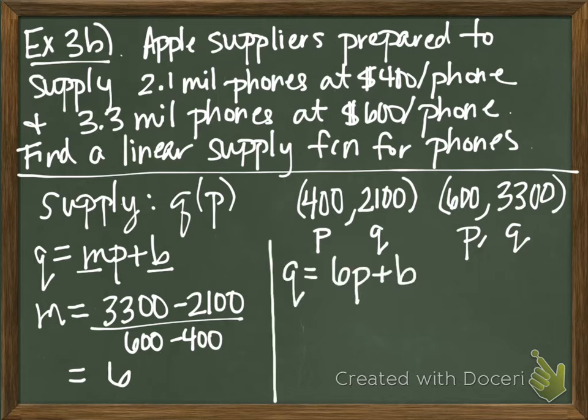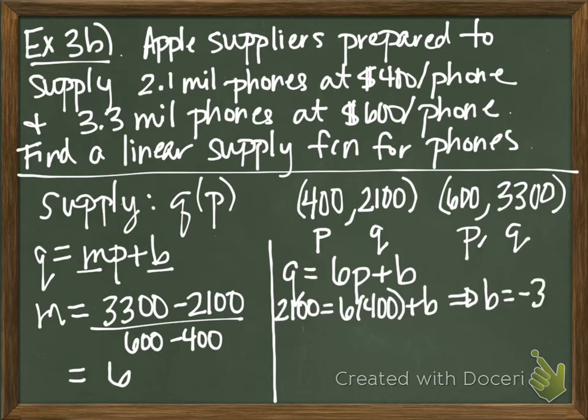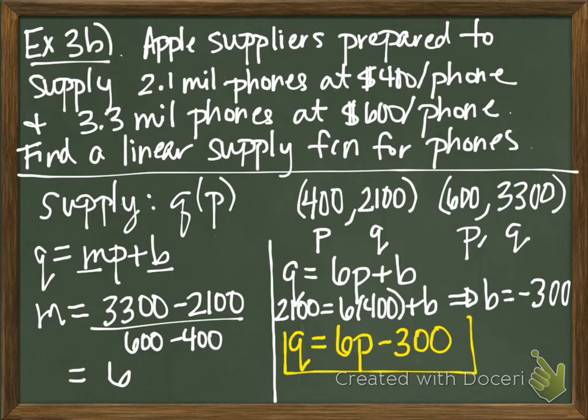Now we want to solve for b. You get to pick either of the two points, so I'll just pick the first one. This is going to tell us that b is going to be negative 300. So we put that all together, and we get that our supply function is given by this.